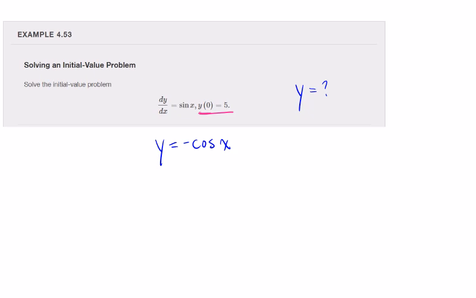All right, because the derivative of cosine would be negative sine. So if we had a negative sign, that would equal positive sine. And so then we just add our constant, right? And so now we know when x equals 0, y equals 5, right? The output equals 5.